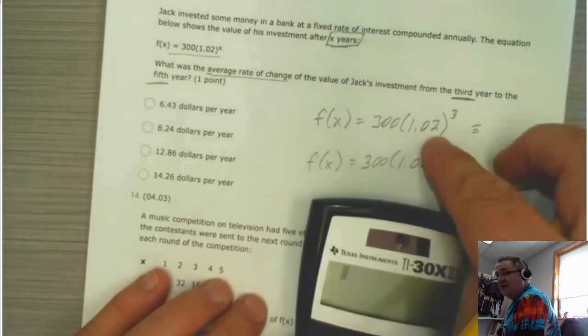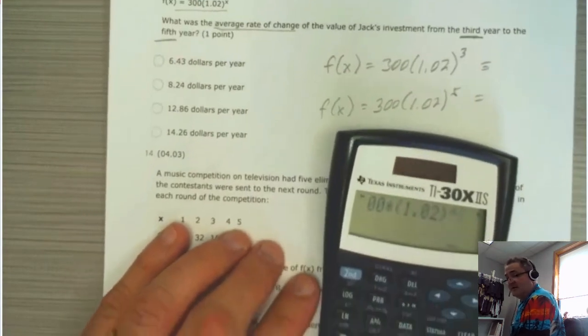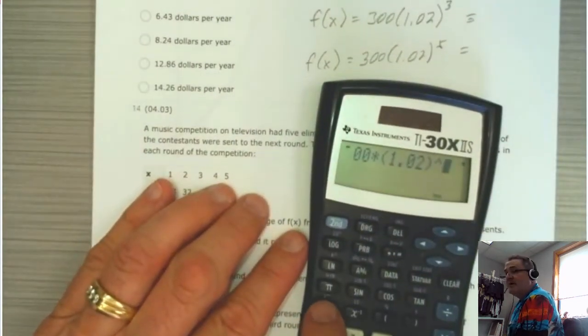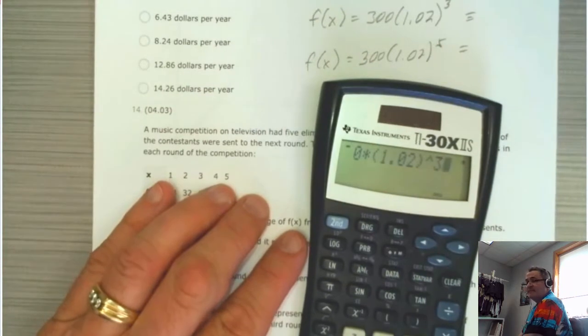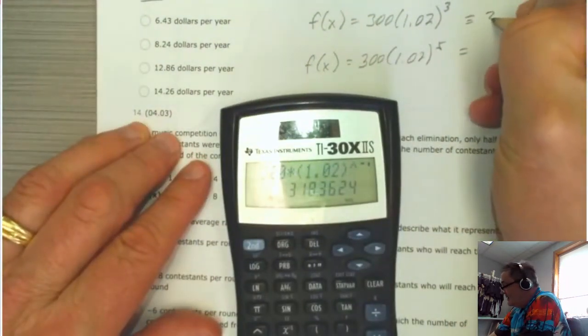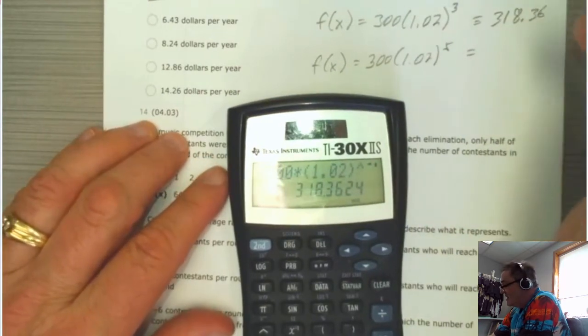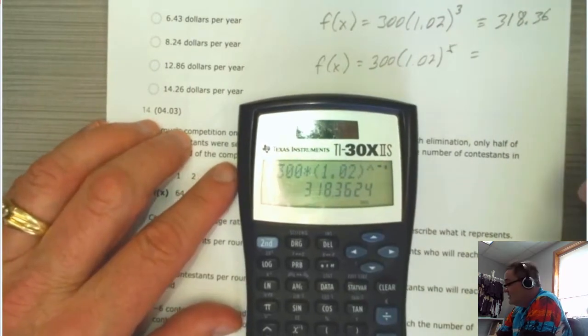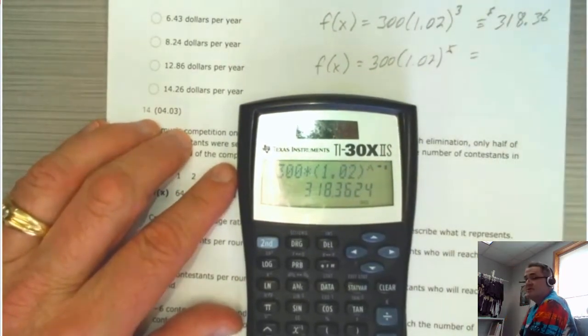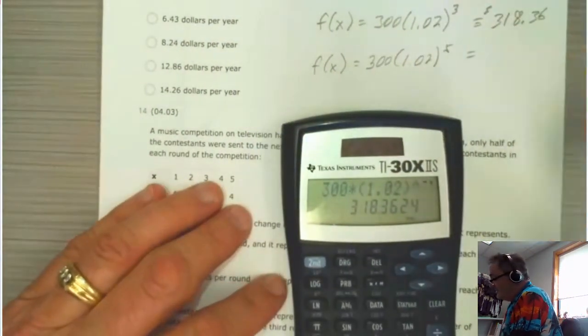So we'll start with year 3. We'll take 300 times parentheses 1.02 parentheses to the power of, again, this little caret button right here, to the power of 3. Okay, and that says it is 318.36. Since this is money, we'll go to 2 decimals. All right, so we've got $318.36. He started with $300. Three years later, making 2% interest, he's at $318.